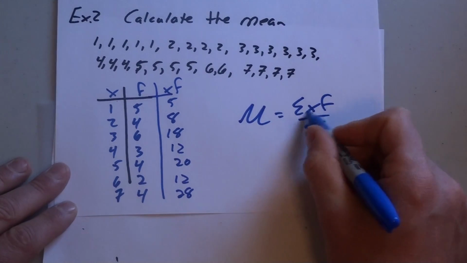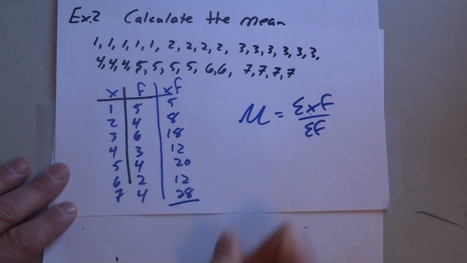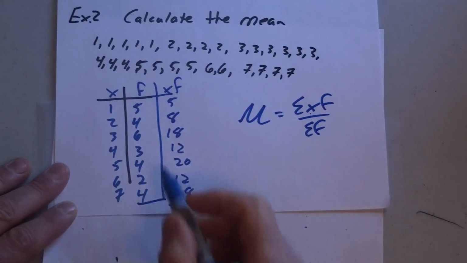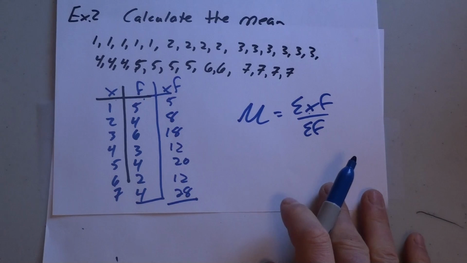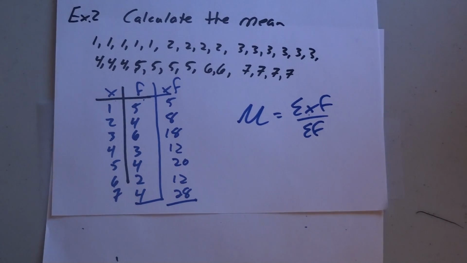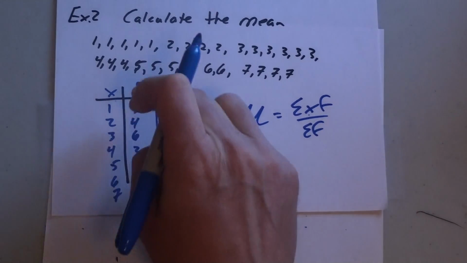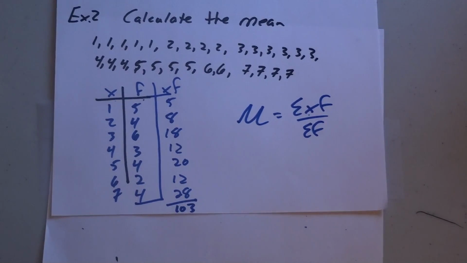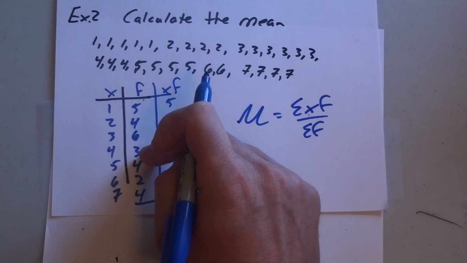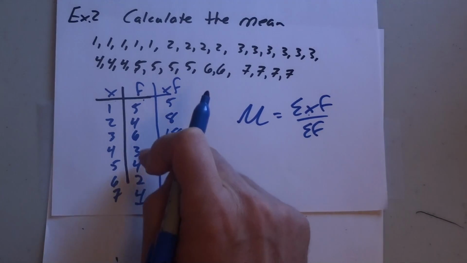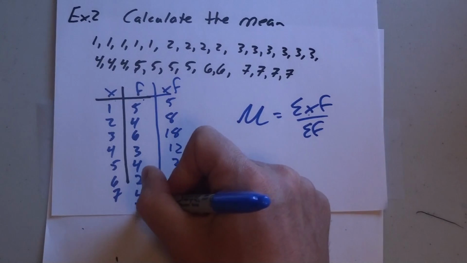Now the formula tells me to sum them all up. I'm going to sum up my xf and I'm going to sum up my f column because that's what the denominator is in my formula. So putting into the calculator or doing it in your head, add up your xf's: 5 plus 8 plus 18, 12 plus 20 plus 12 plus 28 equals 103. And then I'll do the same for my frequency. I'll add them all up. I'll get, let's see, 9, 9 and 9 is 18, 18 plus 6, and I have 10. So that's going to give me a total of 28.